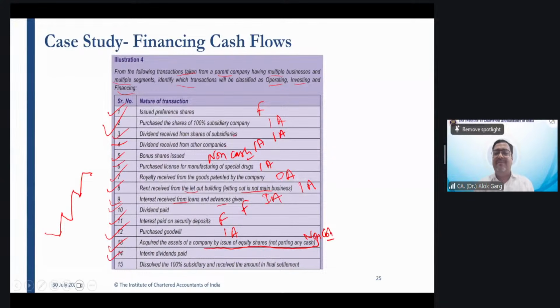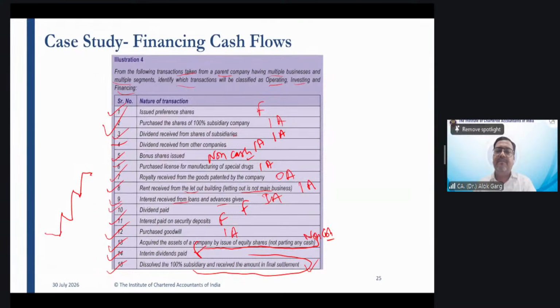Interim dividend paid. It doesn't matter whether it is interim dividend or final dividend, it is a dividend and it is a financing activity. Dissolve the 100% subsidiary and receive the amount in final settlement. What is this? Of course, it is an investing activity.